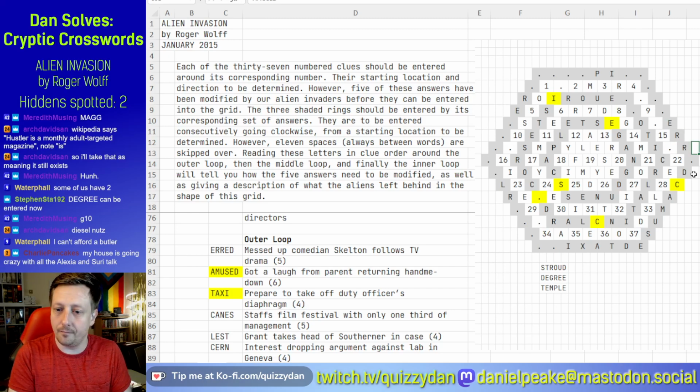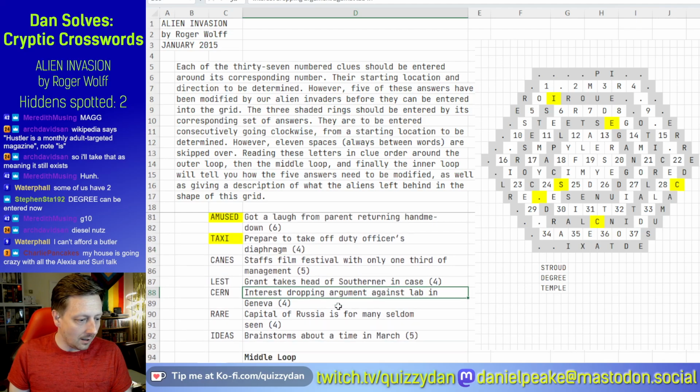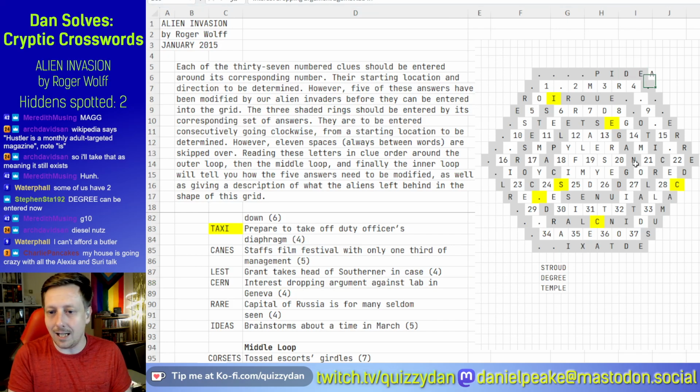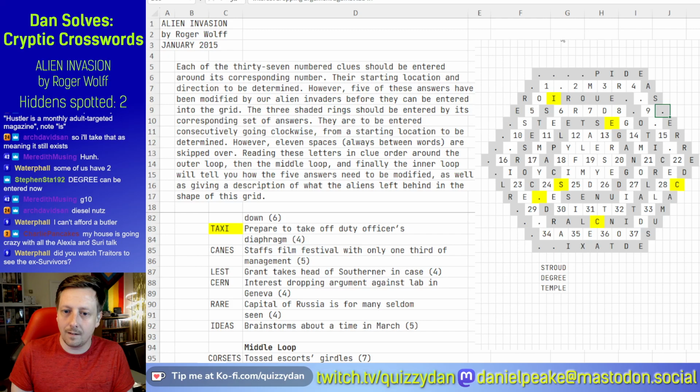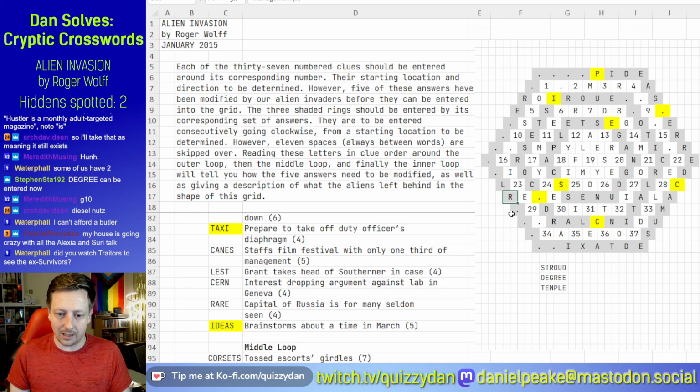Amused. The letter before that is D for Erd, so that's going to go there. No. There we go. What's before that? Ideas. Oh, we haven't got anything there. That P, I'm not seeing a P anywhere. So ideas is going to go here. And there's going to be a bonus letter here. Rare. No, that's not part of it. So what have we got? Taxi. Put in ideas. Canes is next. Well, there's an R there, and it can't be part of that. So it goes here. Canes.